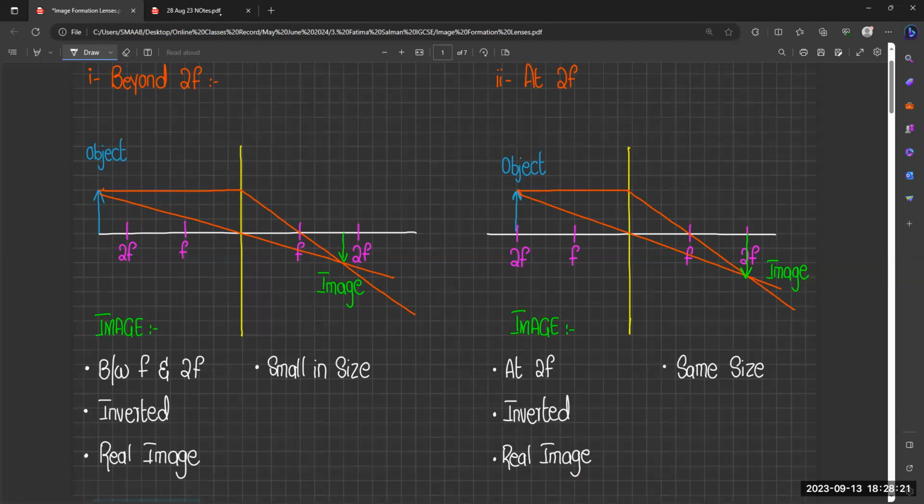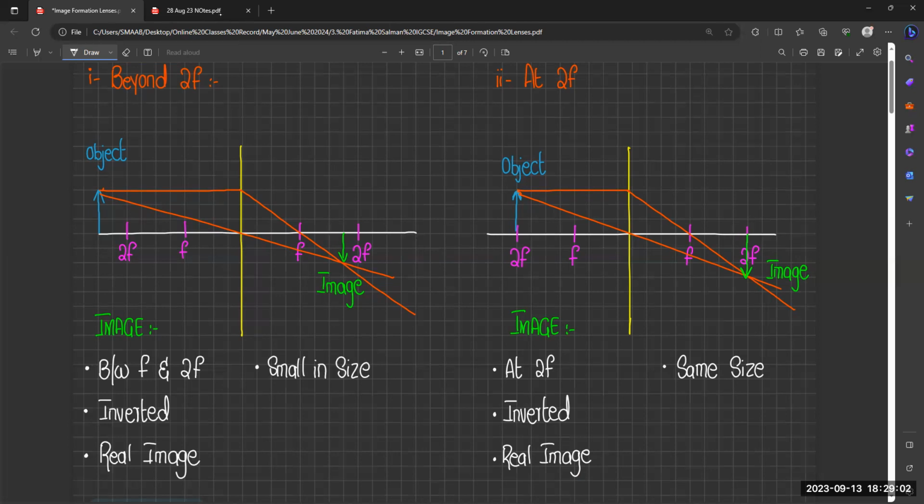Yes. So now how to memorize these specifications, because these are only two cases, we have to discuss two more. Basically you can observe from the diagram that when your object is away from the lens, your image is close to the lens, right? Like in the first case, the image is between F and 2F. And when you shift your object close to the lens, like in the second case at 2F, your image will shift away from the lens, right?